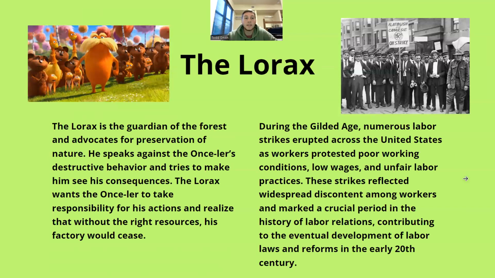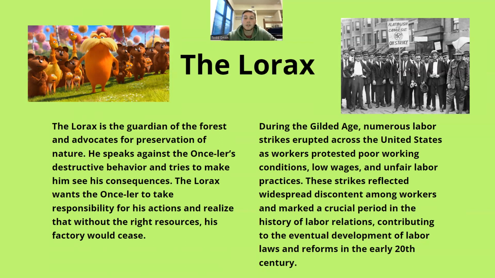And the final character will be the Lorax. The Lorax is the guardian of the forest and advocates for the preservation of nature. He speaks against the Onceler's destructive behavior and tries to make him see his consequences. The Lorax wants the Onceler to take responsibility for his actions and realize that without the right resources, his factory would cease. I would compare him to the labor strikes during the Gilded Age.